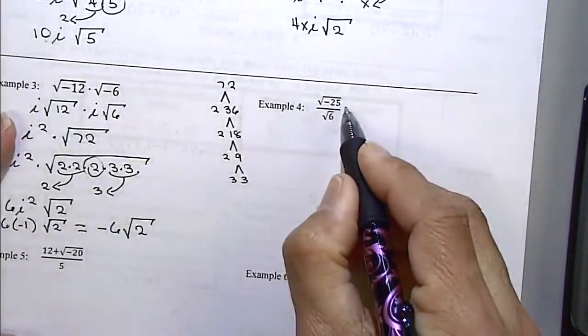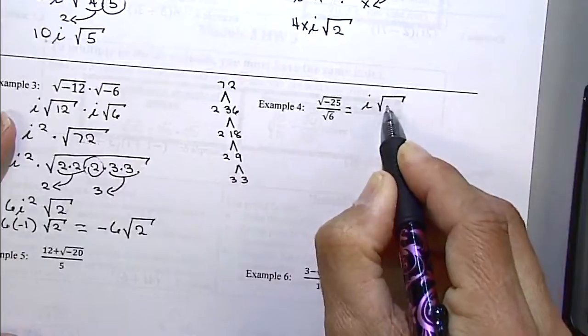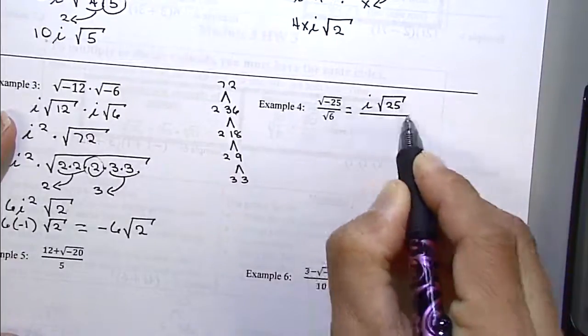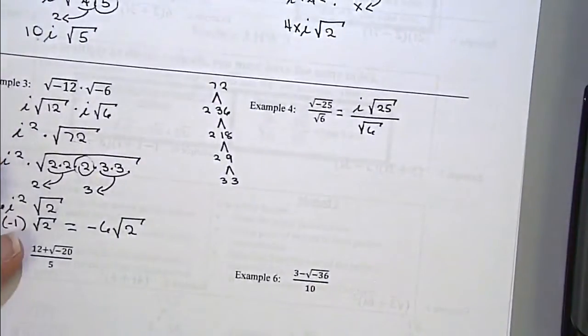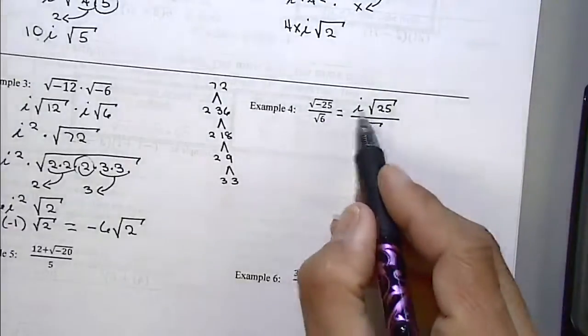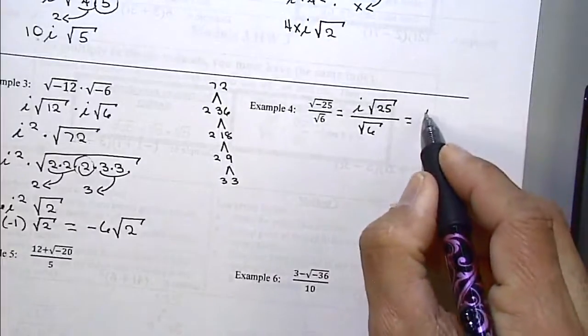So let's change this to i times the square root of 25 over the square root of 6. All right, is everybody okay with that? What's the square root of 25? 5. So this is i times 5. Well, we always write the i last, don't we? This is 5i.